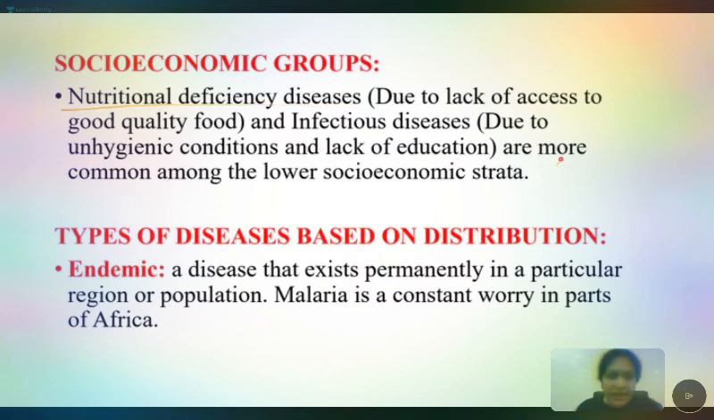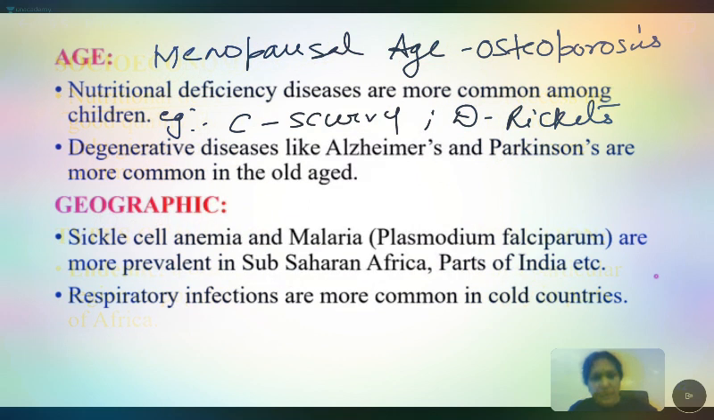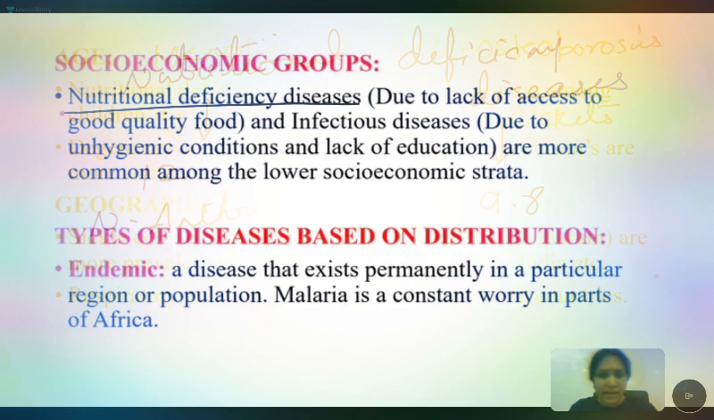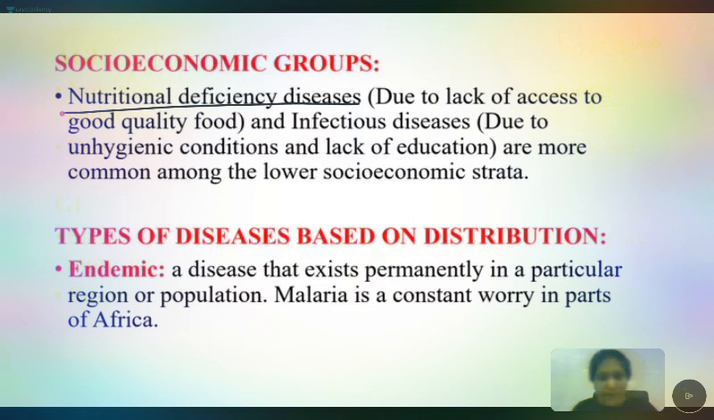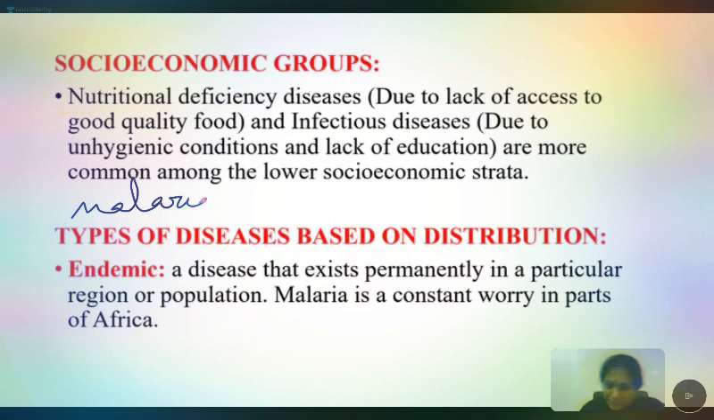For example, nutritional deficiency diseases. Examples I have given here, same examples. Or if you want, you can write two other examples. You can write any other example, or you can write one example there, one example here. Okay. Then infectious diseases, same thing. You can write about malaria, cholera. They're more common among the people of lower socioeconomic strata, isn't it?